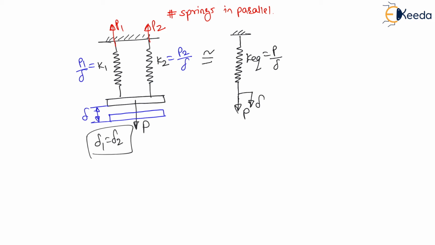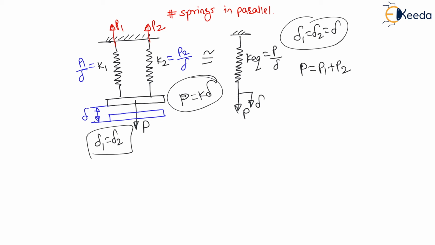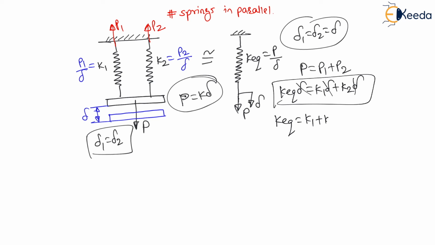Therefore, my dear students, one thing we know is that the deformation delta 1 is equal to delta 2 is equal to delta. Deformation in all springs will be the same. But the total force is shared by spring 1 and spring 2. Therefore, total force P will be equal to the force in spring 1 plus the force in spring 2. Force will be nothing but K delta. Therefore, K equivalent into delta is equal to K1 into delta plus K2 into delta. Now, delta will get cancelled from all sides. Therefore, K equivalent will be equal to K1 plus K2. This is the equivalent stiffness for springs in parallel.